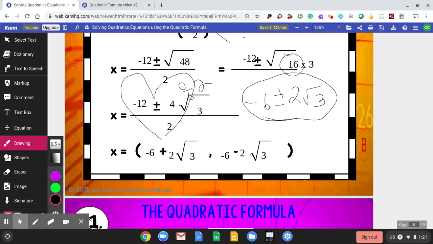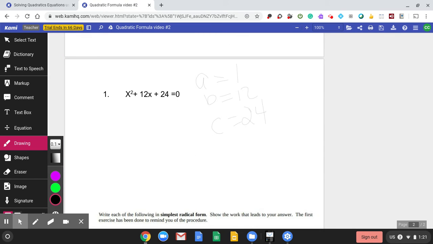That's about as hard as it's going to get. I just wanted to show you this on a new video, and we'll go over a couple more questions on the other sheet. That's it. Let's go back to the other sheet. So what do we get? X equals negative 6 plus or minus 2 radical 3 was the answer.